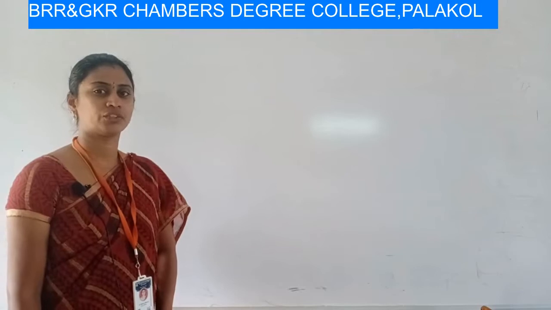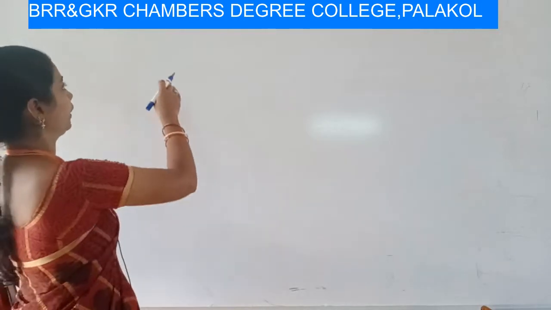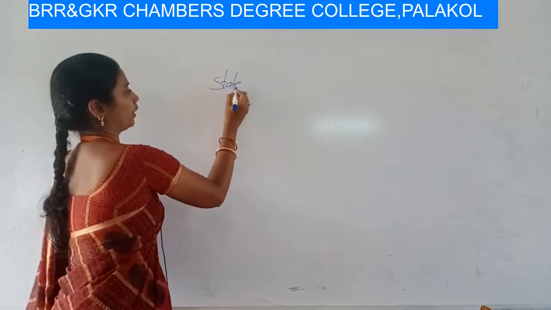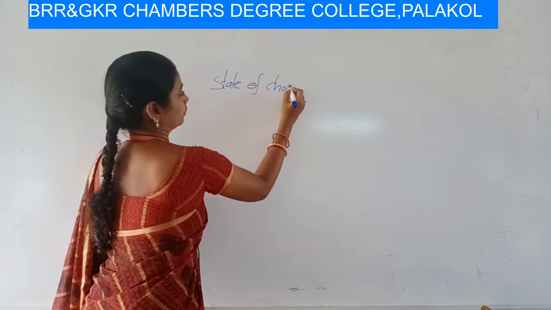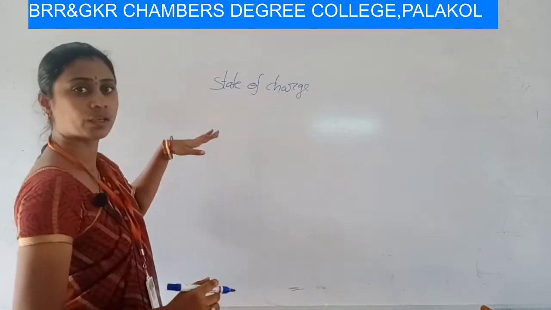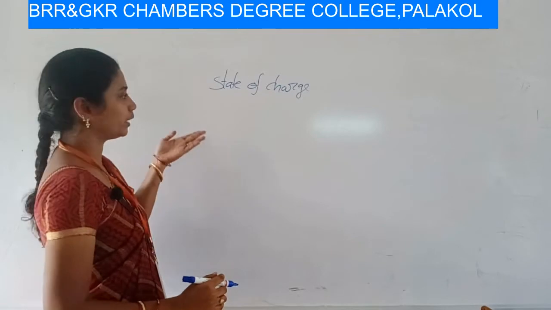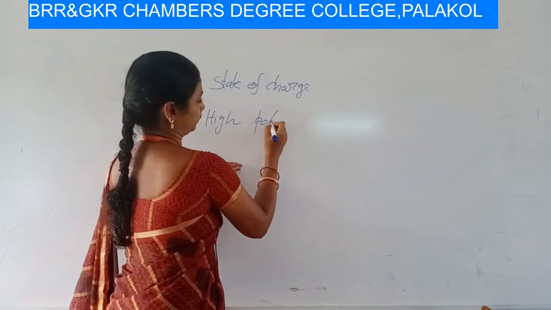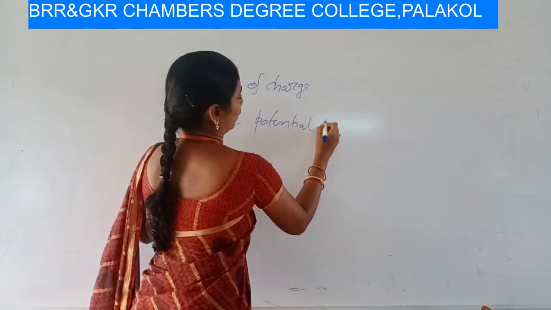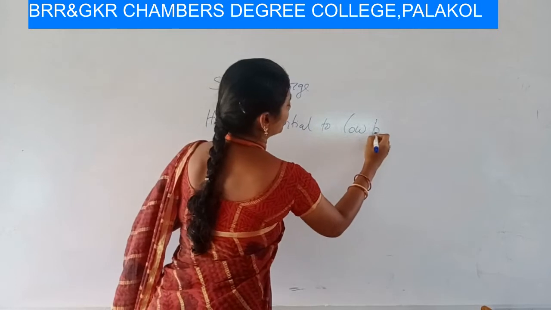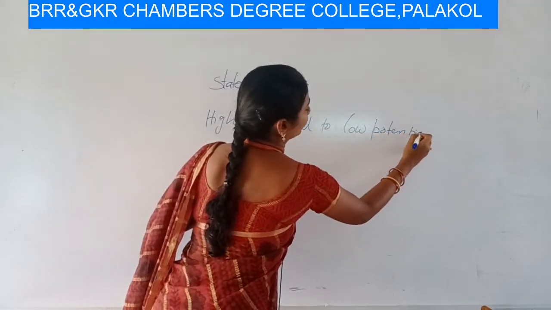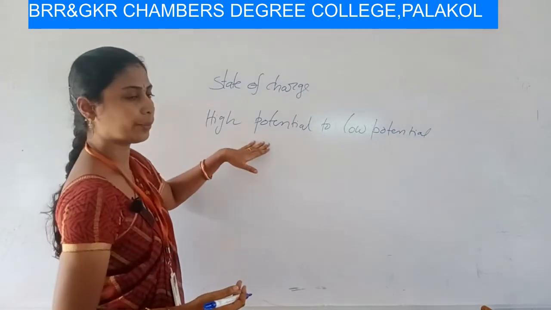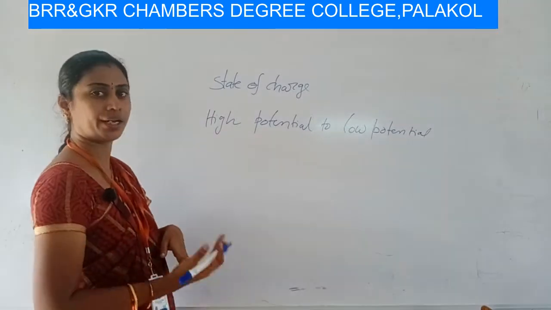We go for the next definition, that is electric potential. Here the electric potential indicates the state of a charge on a body. The charge flows from high potential to low potential, like water flows from a high level to a lower level. In a similar manner, the charge flows from high potential to lower potential through a conductor.